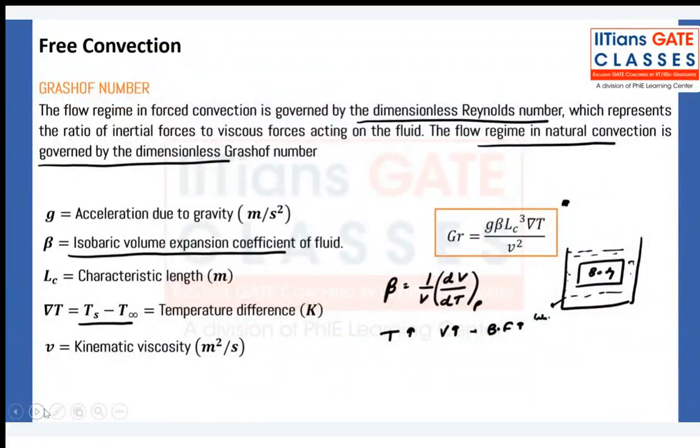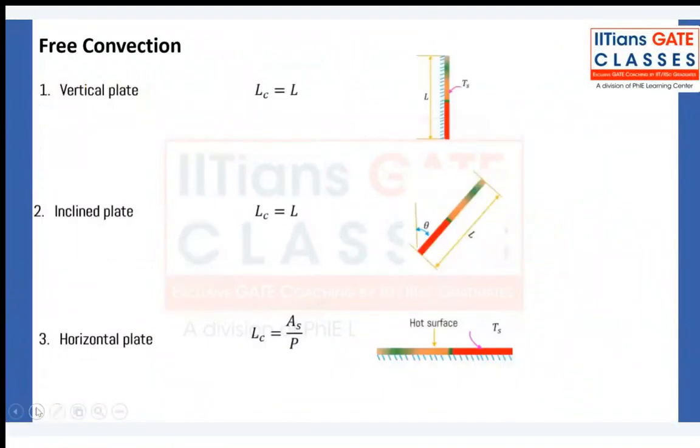And here g beta delta T is basically buoyant forces, or buoyancy forces, per unit mass. Okay, so Grashof's number we already know. Now next, how do we define DH, or this Lc? Lc again is characteristic length.